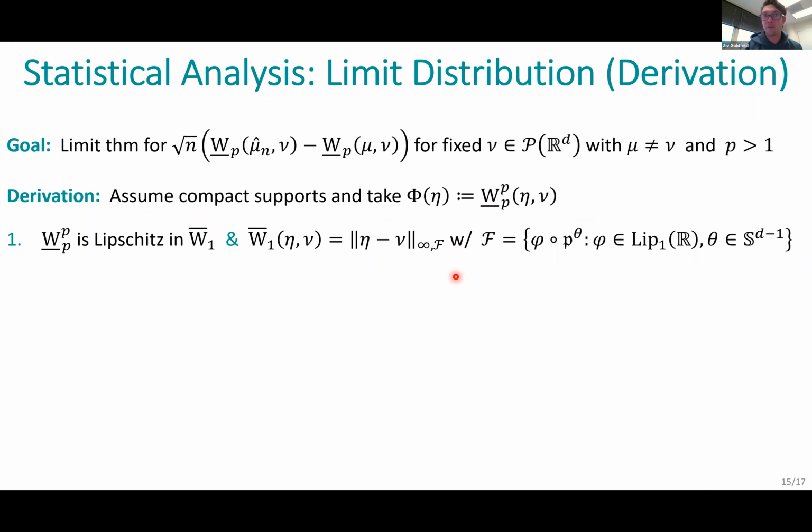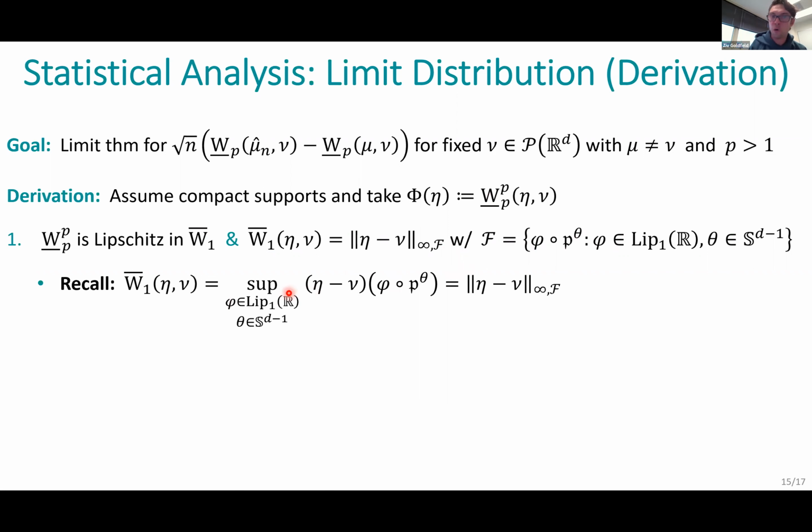And where is this coming from? Just recall the duality. If you look at the dual form for this max slice W1 distance, then you realize, exactly, I have a sup norm here with respect to a function class that composes these Lipschitz-1 functions with these projection operators. Okay, so I have my Lipschitzness of the functional. Sorry, it is Lipschitz with respect to what? With respect to this norm.